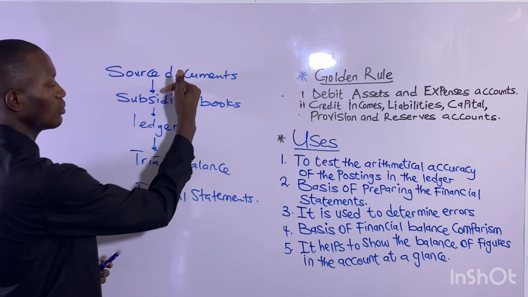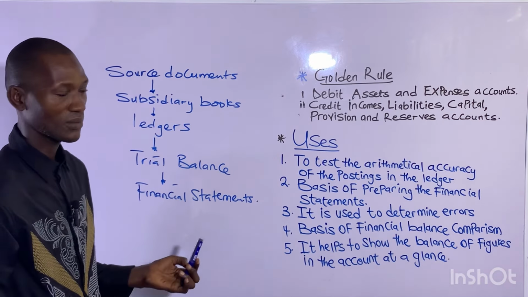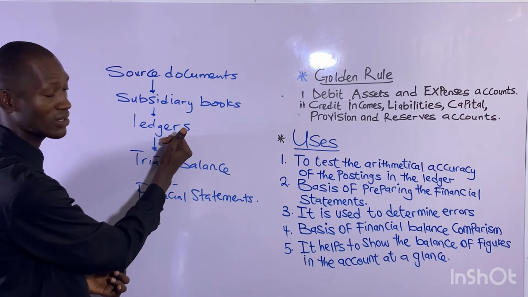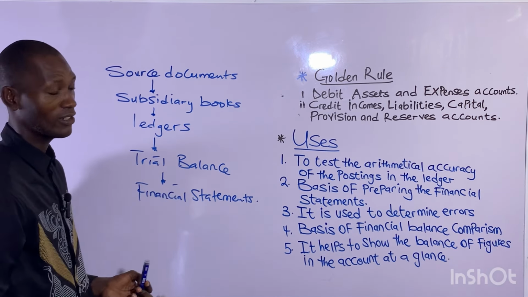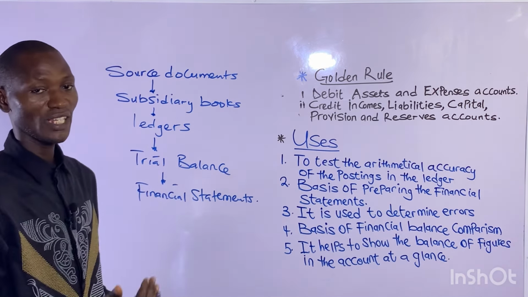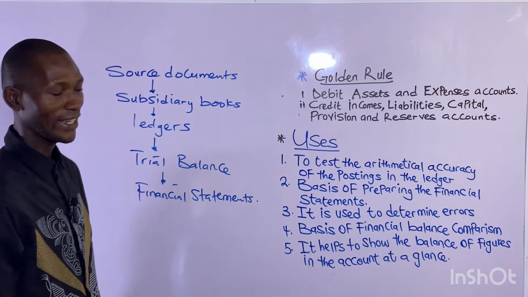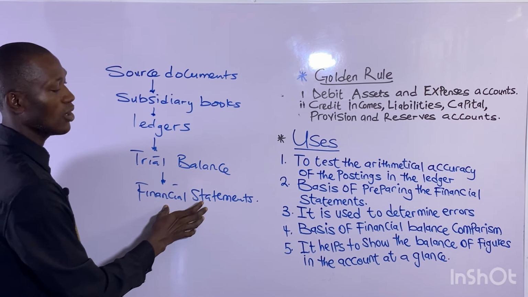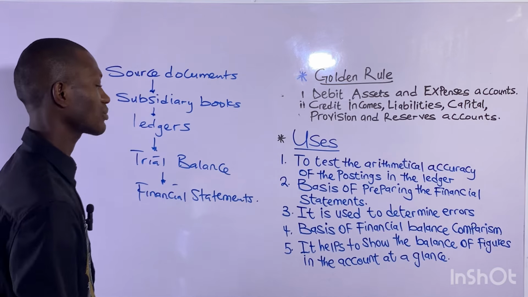So from source documents to subsidiary books, where they will be recorded in different subsidiary books. Then from subsidiary books, you post them into the ledgers. Then from the ledger, you extract your trial balance. Like we said, the trial balance is the list of debit and credit balances extracted from the ledgers. Then the trial balance forms the basis on which the financial statements will be prepared.